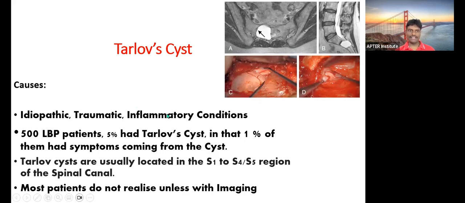The causes of the cyst are quite contentious. Nobody knows why it is, that's why it's idiopathic. Some people hypothesize that it can be because of previous trauma or because of some inflammatory conditions. There was a study that they did in 500 patients who have low back pain. In that, 5% of these 500 people were having Tarlov cyst. In that 5%, only 1% of them had symptoms coming from the Tarlov cyst. So the Tarlov cysts are usually located, as you see in the picture, in the sacral region.